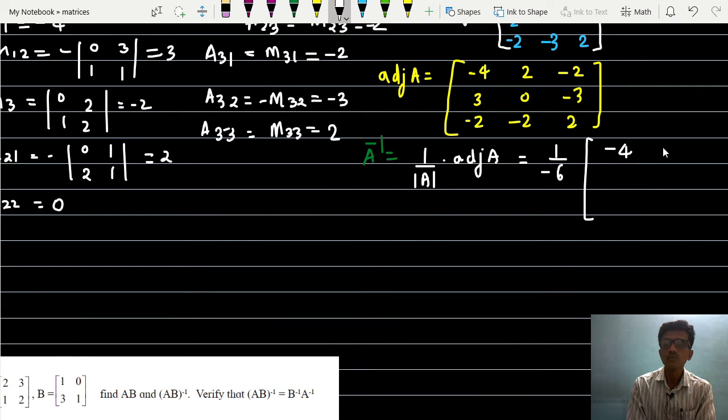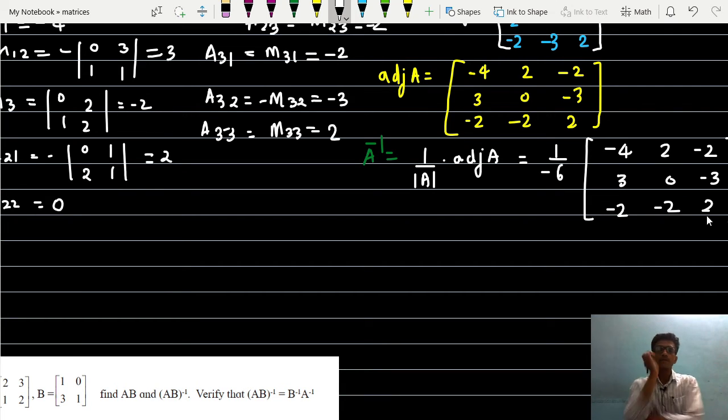-4, 2, -2, and 3, 0, -3, -2, -2, 2. This is the inverse of the matrix.